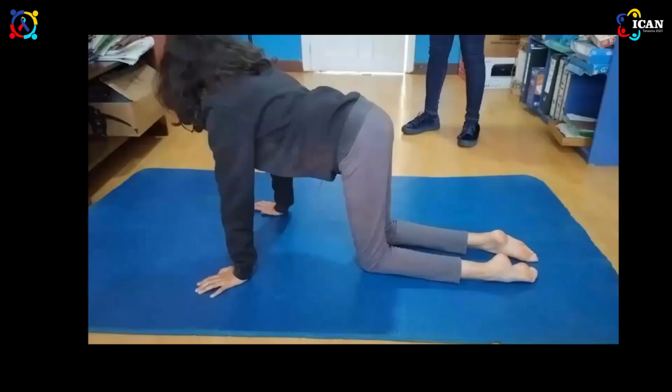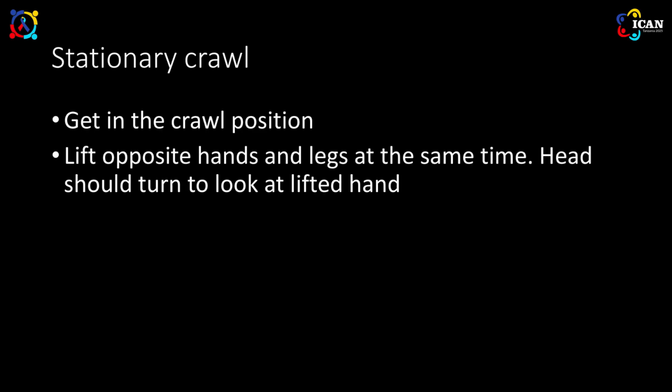Then the next pattern is the stationary crawl, also still in that crawl position. Then you're supposed to lift opposite hands and legs at the same time. So the head should turn to look at the lifted hand. So most kids will struggle with this a lot. And by the time now they are able to do it independently like that, you will see that there is a total overhaul in all that we do.